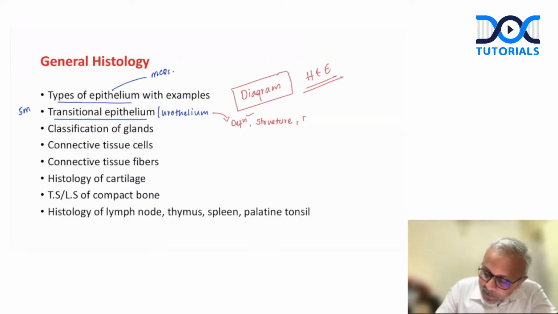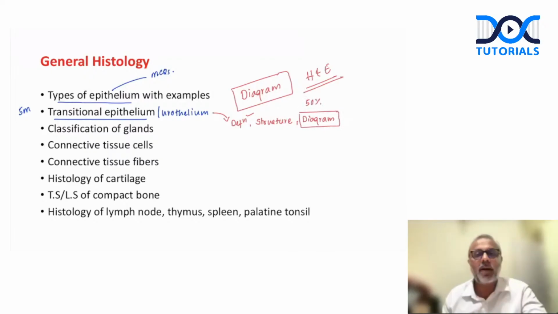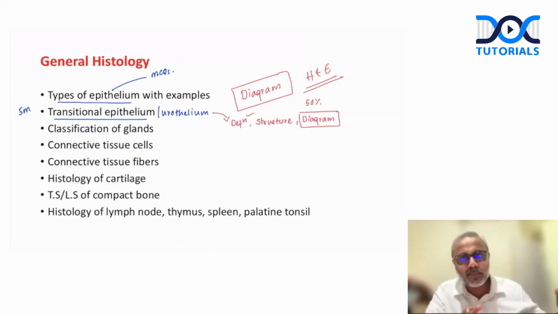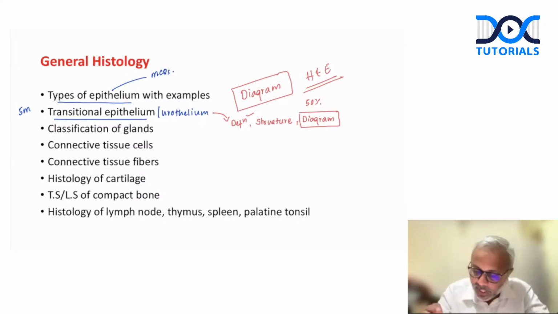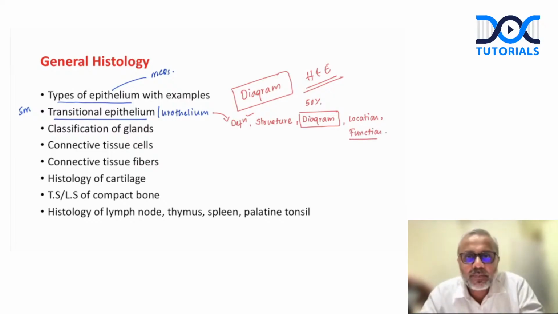Then probably a diagram. And believe me, if there is a histology diagram, it takes 50% of the marks. So if you can show the transitional epithelium in a diagram, nothing like it. 2.5 marks out of 5 are already there. The rest of it is for the description that you will write. Okay. Then possibly end it with the location, where exactly it is found, and any histology question is again incomplete without the functional correlation, right?